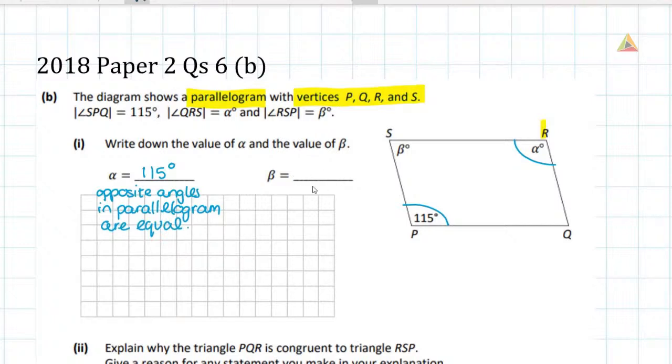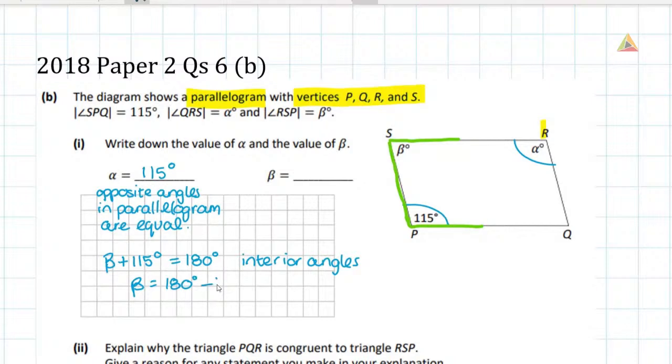And now I just have to solve for beta. So when I want to solve for beta, what I'm going to spot is that here I have my interior angle. So I can see that beta plus 115 degrees is going to sum to 180 degrees. And that's my interior angles. So to get beta on its own, I'm just going to subtract 115 degrees from both sides. And that gives me that beta is equal to 65 degrees.